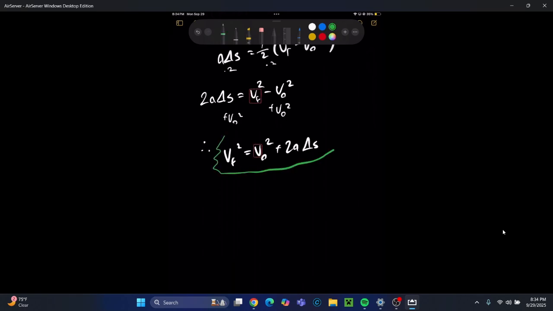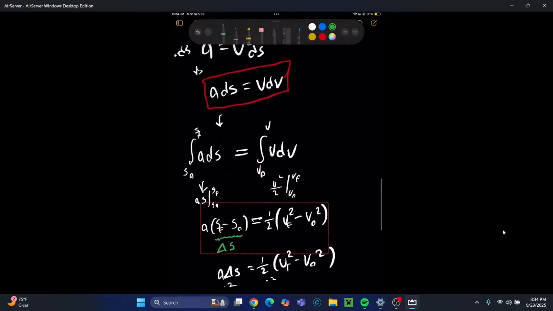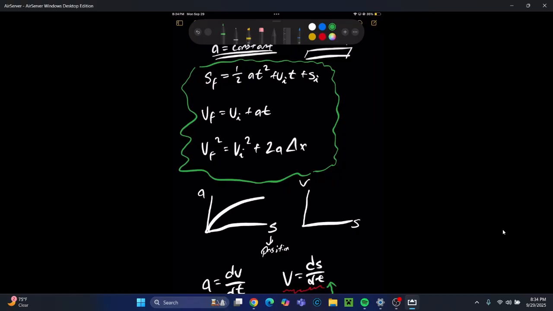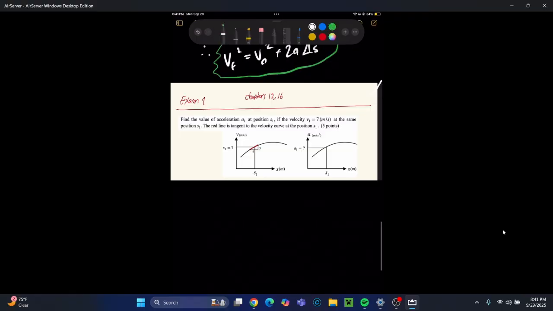And let's just look around. And if you look, that is what we wrote here. I wrote s instead of x. Both just mean position.